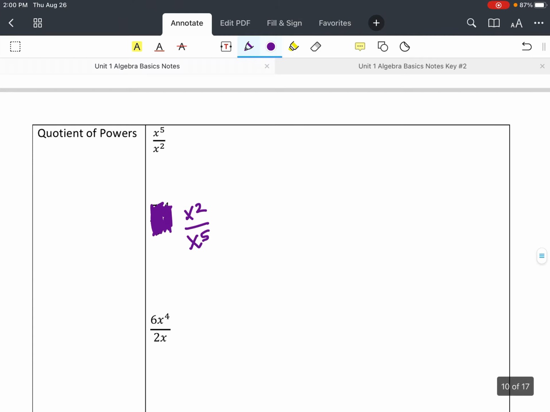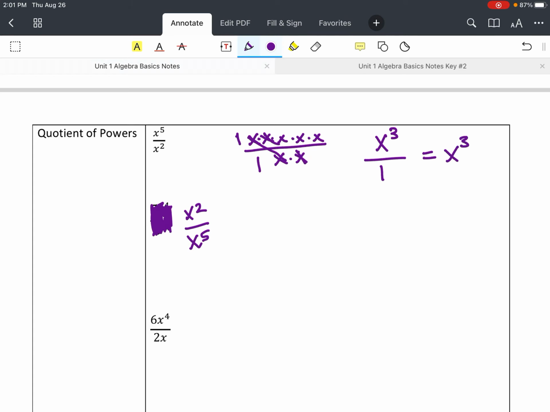The next thing that we are going to talk about is quotient of powers. In our first example, we have 5 x's being multiplied in the numerator, and in the denominator, we have 2 x's being multiplied. When we have x divided by x, we can cancel that to equal 1, and I'm going to do that twice. So in the end, I have 1 times x times x times x in the numerator, which is x to the 3rd, and then I have 1 in the denominator. I can write that as simply x to the 3rd.